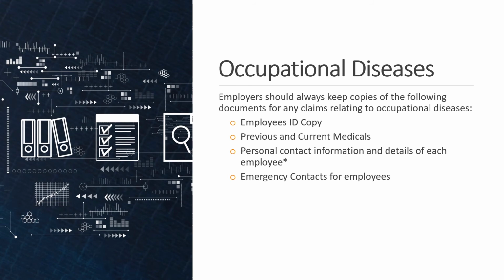For occupational diseases, employers should always keep copies of the following documents for any claims relating to occupational diseases: the employee's ID copy, previous and current medicals, personal contact information and details of each employee, as well as emergency contacts for employees. Remember, all documentation relating to personal information must be kept confidential and only issued to a medical practitioner or the Department of Labor when required. This information should not be given to any unauthorized person or third party.